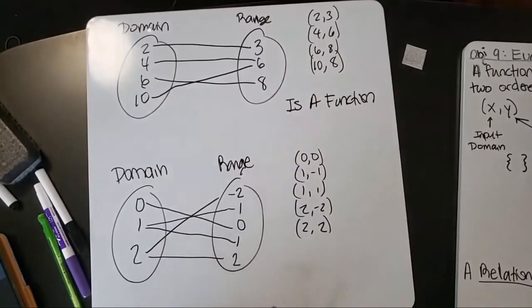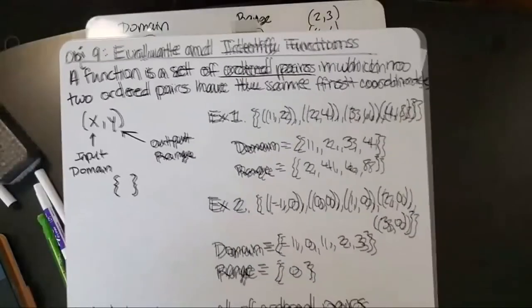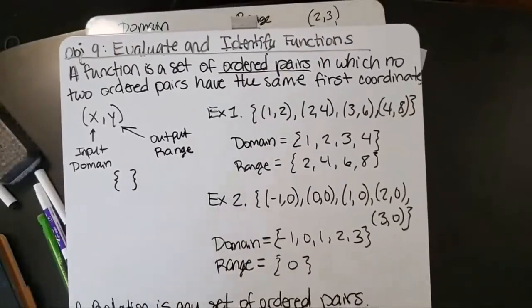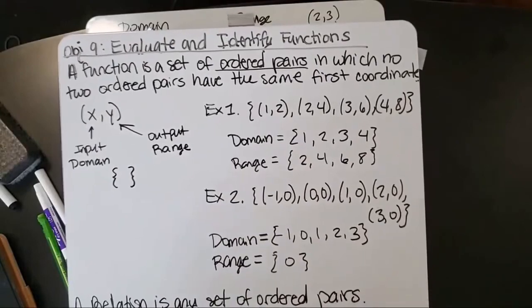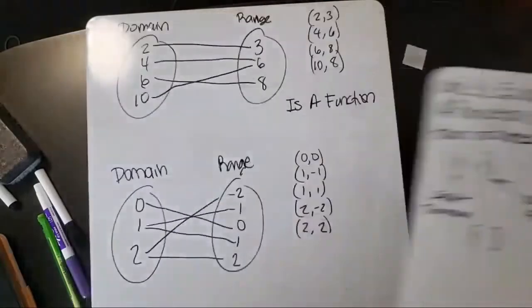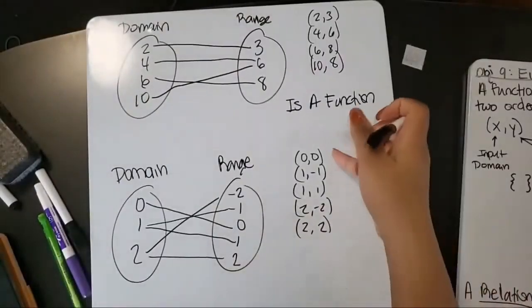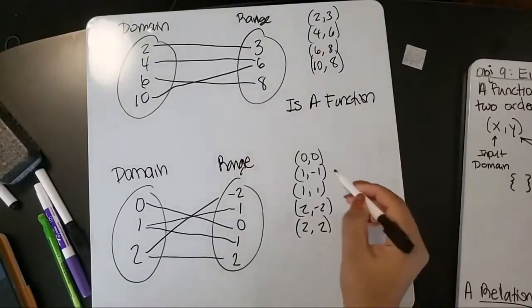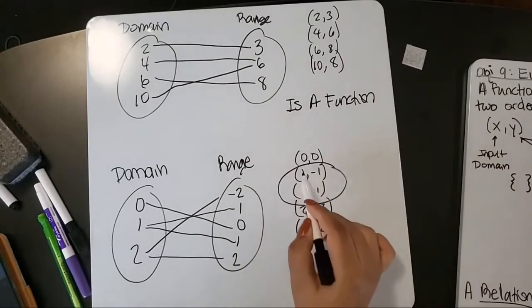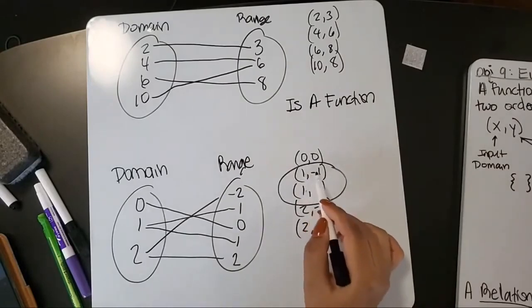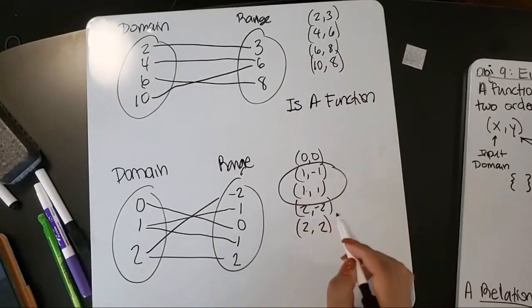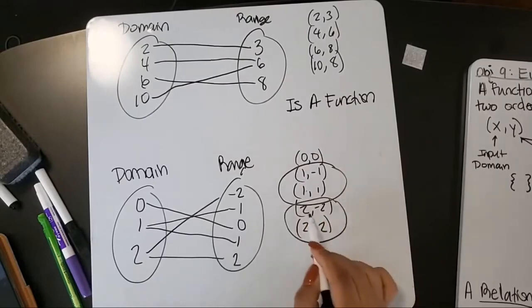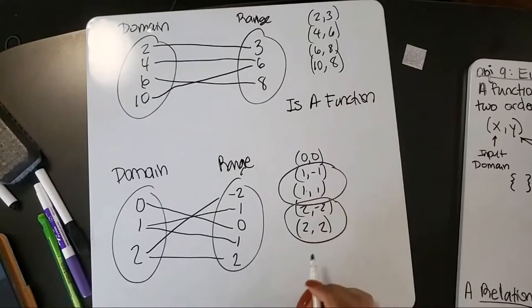All right. So let's look back at our definition of a function. A function is a set of ordered pairs in which no two ordered pairs have the same first coordinate. So if we look at our coordinates here, we see that these two have the same first coordinate. We got 1, -1, and 1, 1. And these two have the same first coordinate. We got 2, -2, and 2, 2.